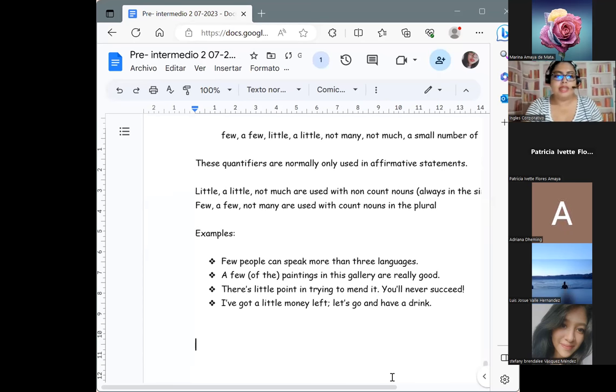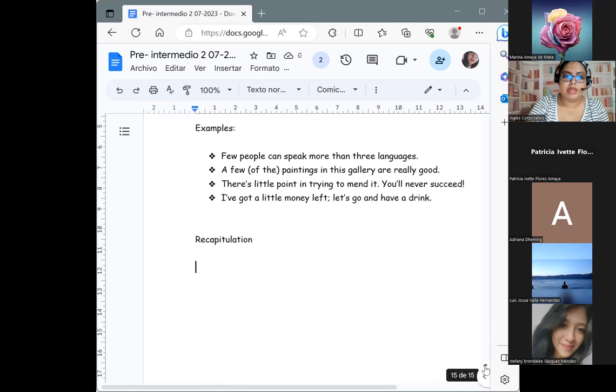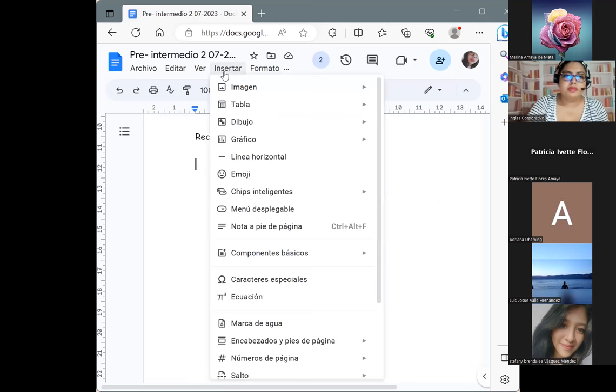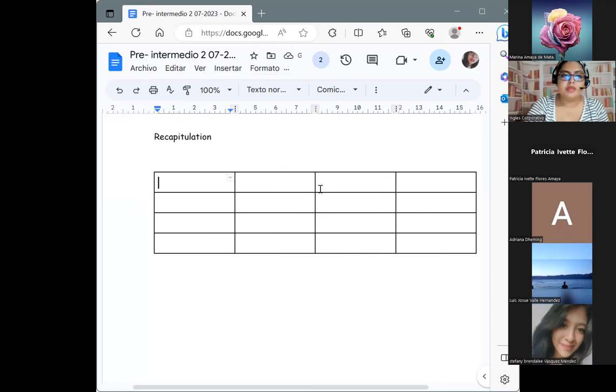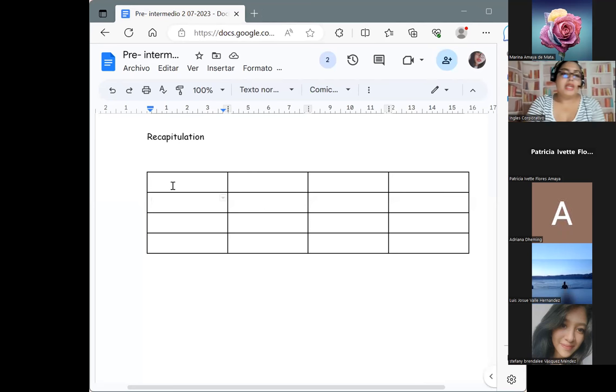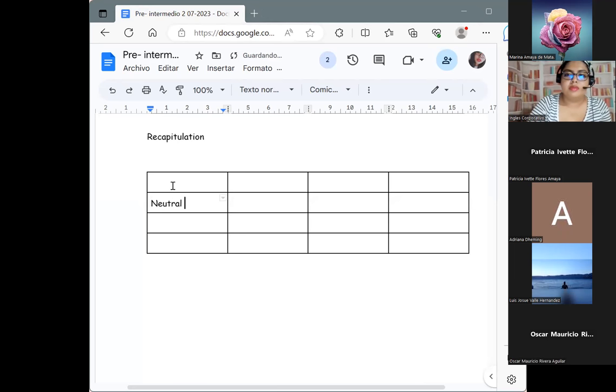So, in this case, I'm going to add the table here. You are going to see some usage of the different quantifiers. This is a recapitulation. We have this table, and we are going to begin with the categories. We have neutral, then we have large quantity, and we have small quantity.